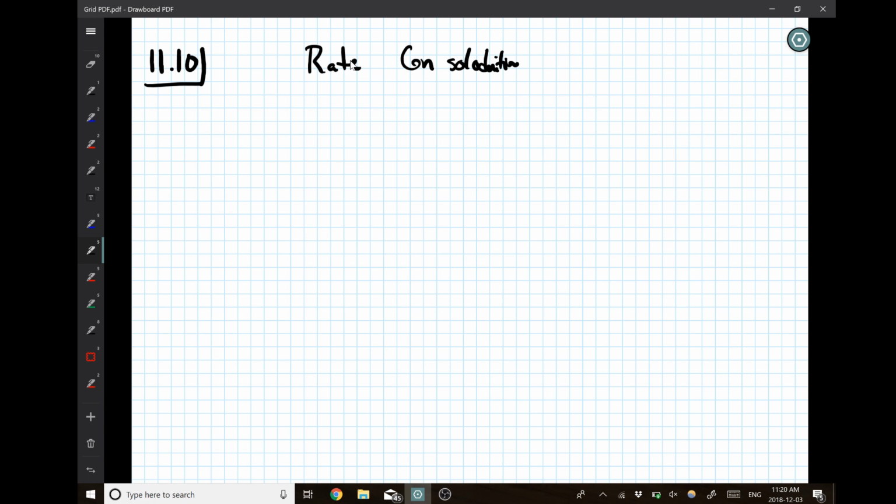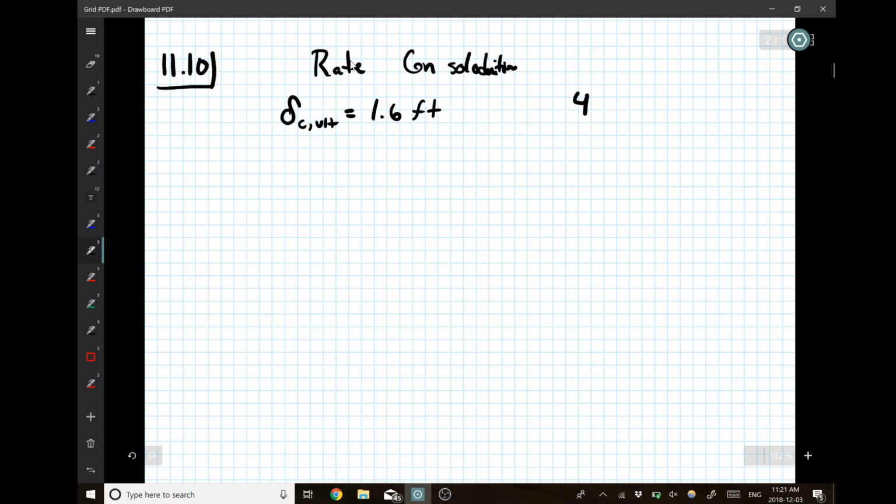So basically, we know that our ultimate consolidation is equal to 1.6 feet, which basically means that before the fill is there, the consolidation is 0. You put the fill on, and after an extended amount of time, the soil will consolidate 1.6 feet, and it will not consolidate past that, right? Then we know that the building he's trying to build can withstand 4 inches of consolidation.